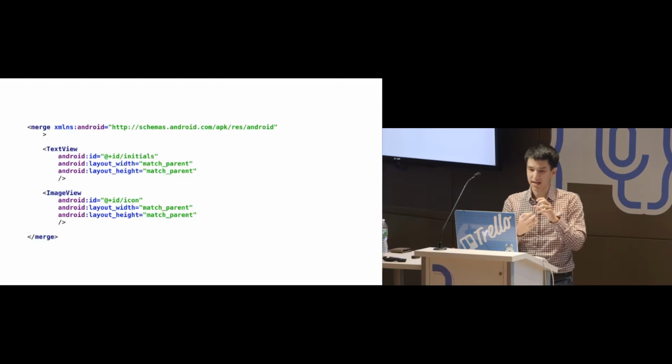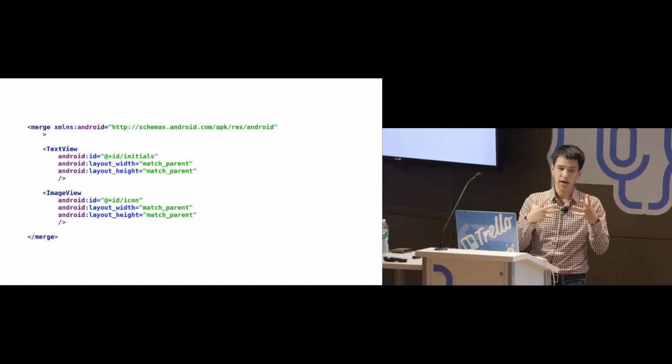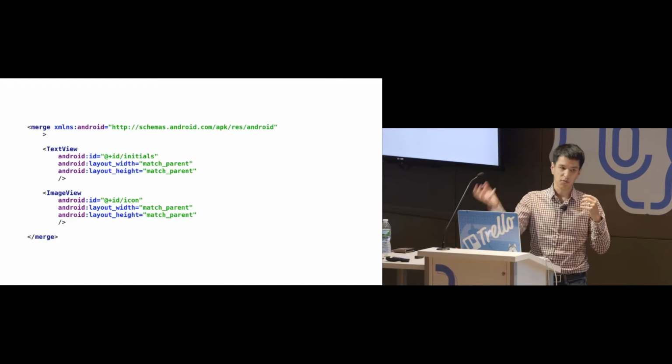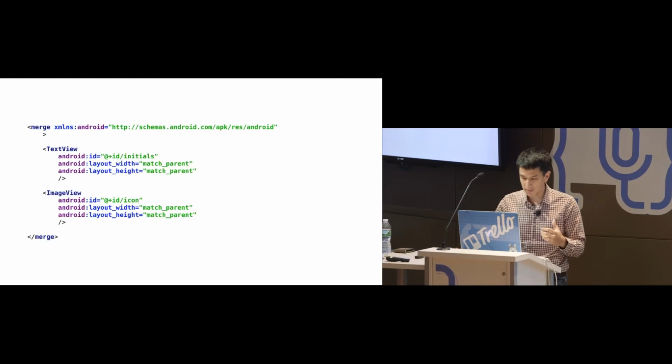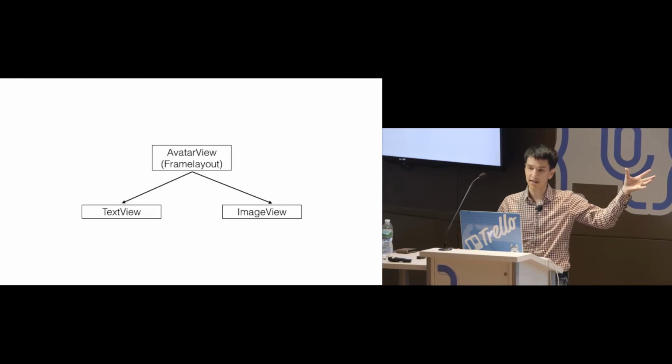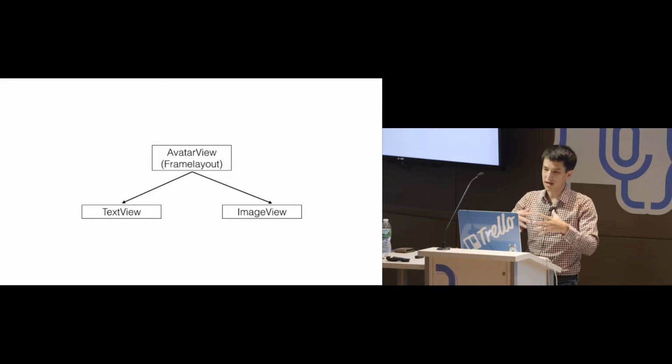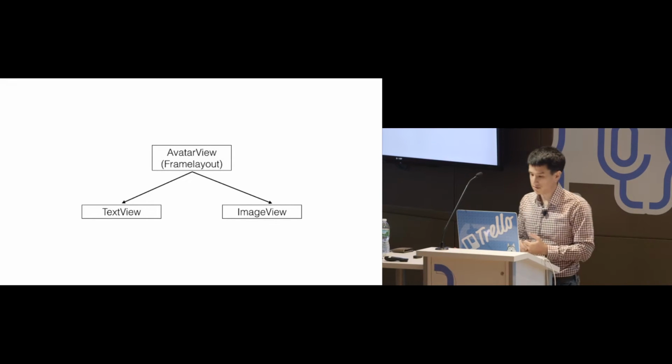And merge basically says, I don't actually have a view parent defined right now, I'm just going to merge with whatever inflates me. And the end result then is that you get a view hierarchy like this with the avatar view included with no worthless frame layout in between.